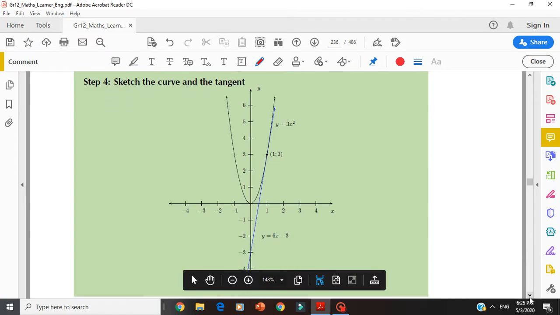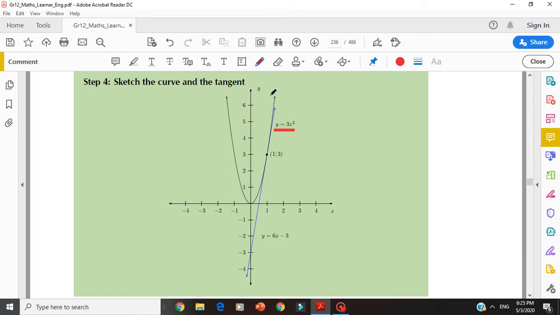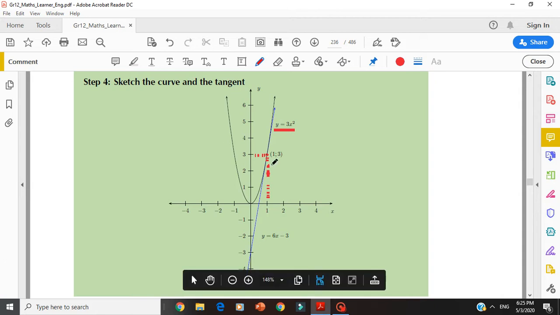So it's very easy. If they tell you to sketch it, y equals 3x squared is a parabola, so you can sketch a parabola, and then you can draw your tangent line at the point (1, 3). So you're going here, (1, 3), and the point where it touches the parabola is where you will extend your straight line.